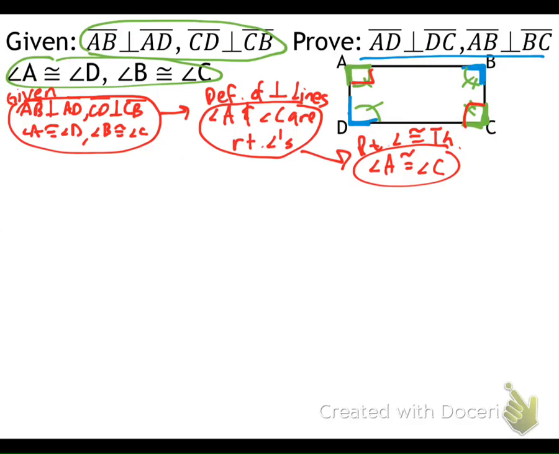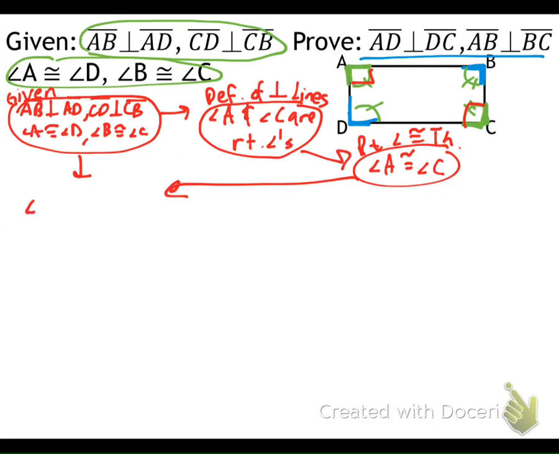Now, I'm going to take your attention over here to our second part of the given. Angle A is congruent to angle D, so we can substitute that here. We can also substitute angle B for angle C right here. And when we do that, we're going to establish that these two are now congruent. If they're congruent, then that means they're right angles. So if they're right angles, we've got perpendicular lines.